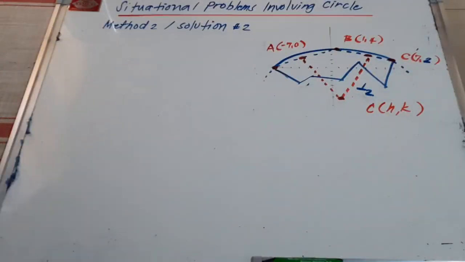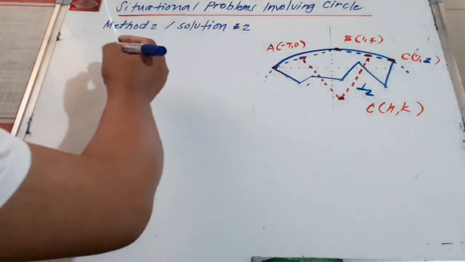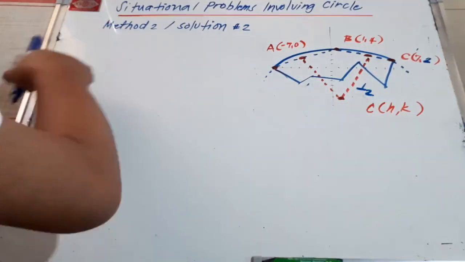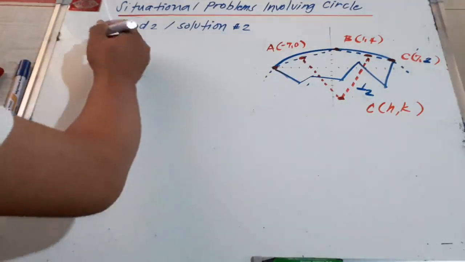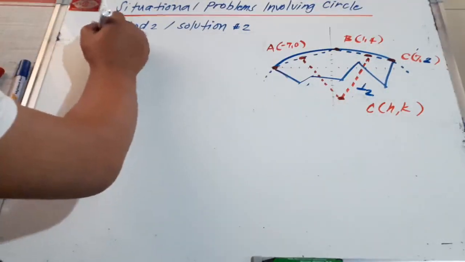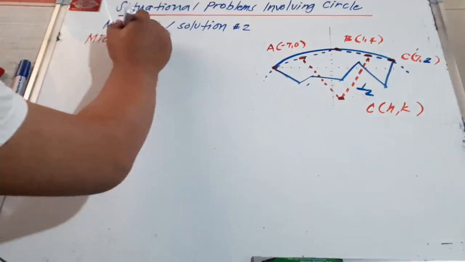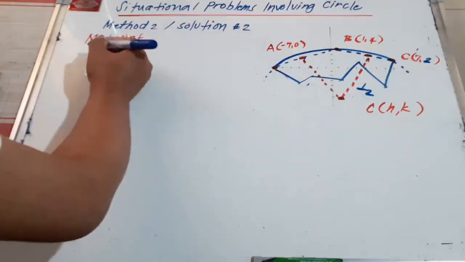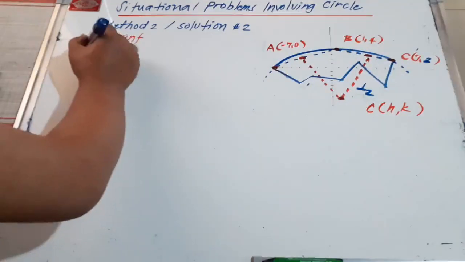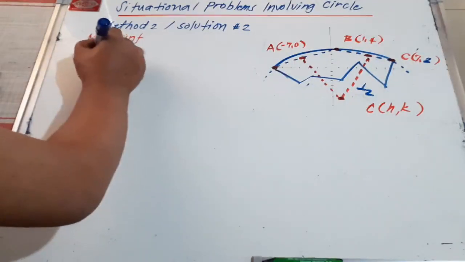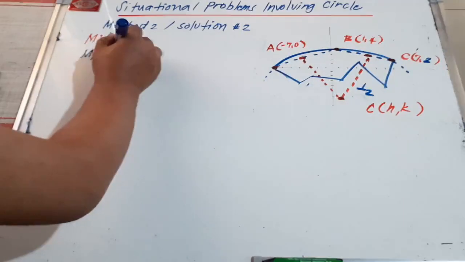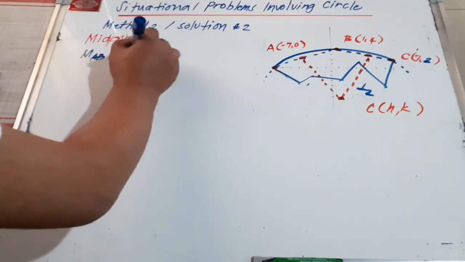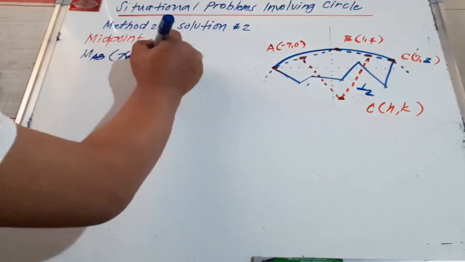Okay, kunin natin yung midpoint ng dalawang chords natin or segment. Para doon sa midpoint ng segment AB, we write the midpoint muna. For the midpoint ng segment AB, gamitin natin tong subscript na to, midpoint of the segment AB. And that is x sub AB, comma, y sub AB.